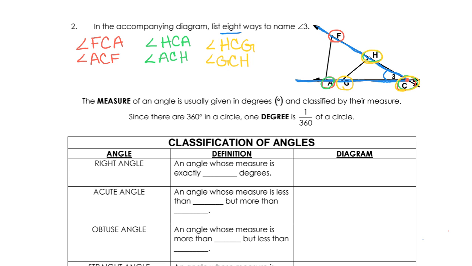So far we got 6. So what combination did we forget? Let's see. We did F, C. What about if we keep F as our letter and then go to C because it has to be in the middle. And we already grabbed A with F. So what if we do G? So how about angle F, C, G, or angle G, C, F. And there are our 8 ways to name angle 3.